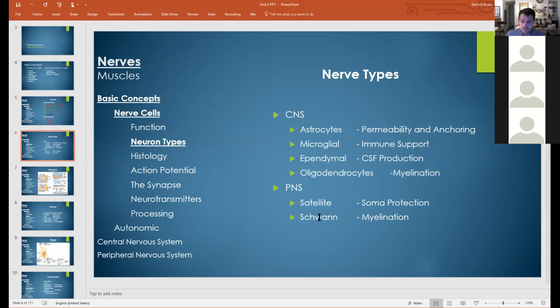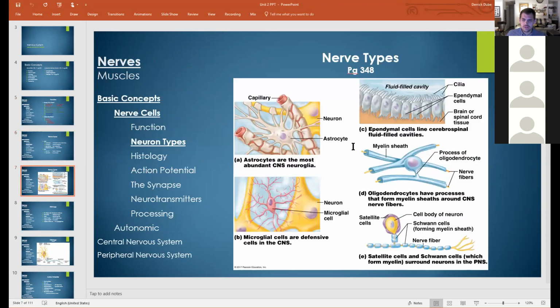Your Schwann cells and your oligodendrocytes do the same thing, except one does it in the central nervous system, and one in your peripheral nervous system. Ependymal cells, I don't even know if I'm saying that right. That's these ones right here, and these essentially help create what's called the blood-brain barrier, and we'll go into that in Unit 3, Section 5.